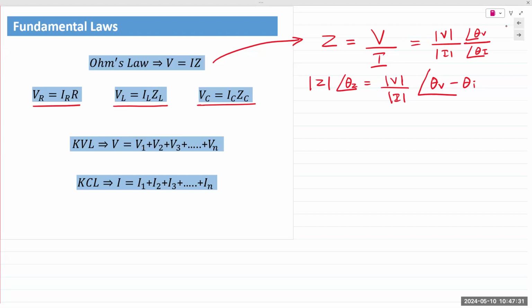It depends on the component. For a resistor, there is no difference in the phase. So the phase angle for a resistor will always be 0. Hence, the impedance of a resistor is always the magnitude of the resistance.